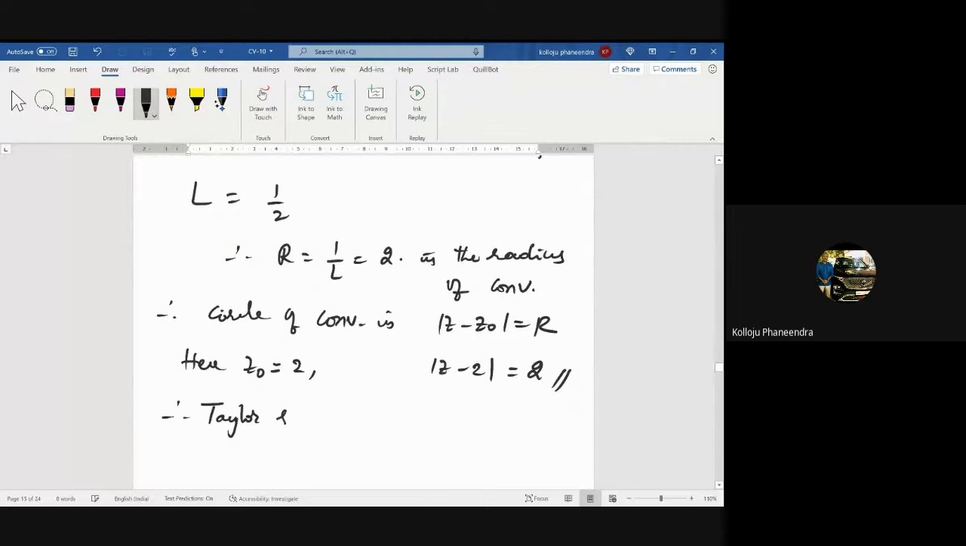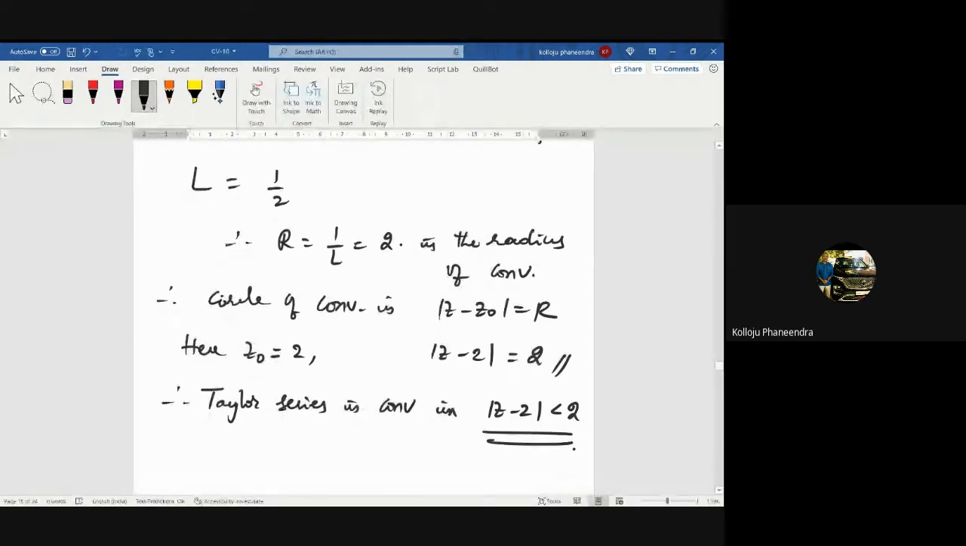Already in the statement it is there: the Taylor series is convergent within the circle. Do you remember the statement? Inside the circle, mod z minus 2 less than 2. Okay, these are some problems in Taylor series.